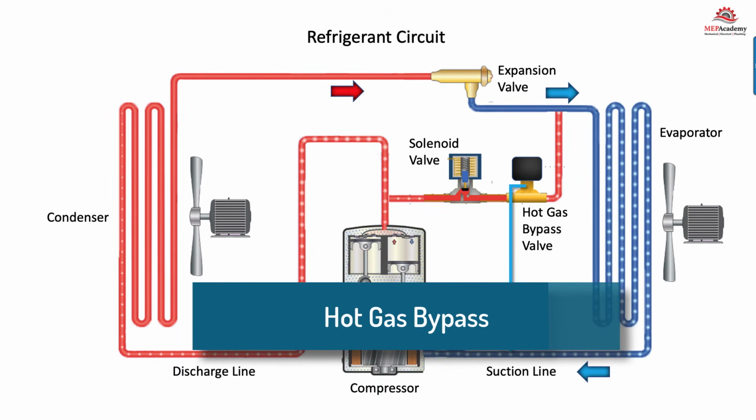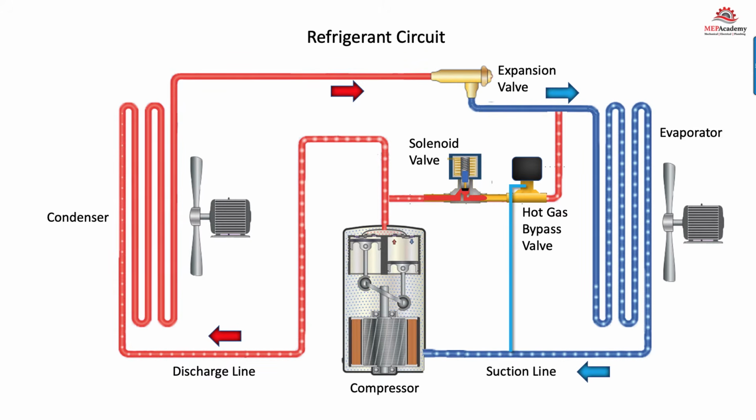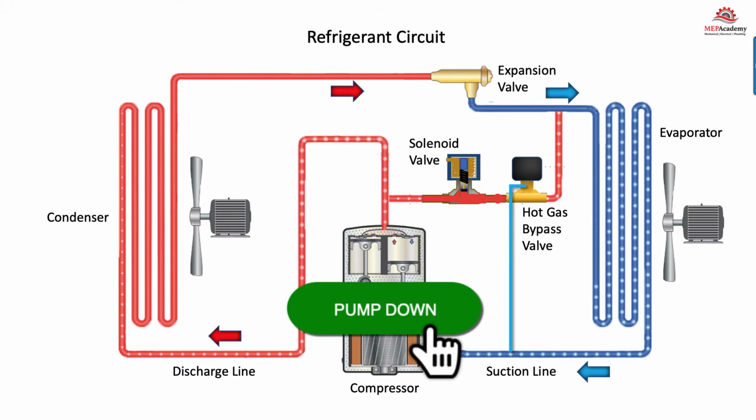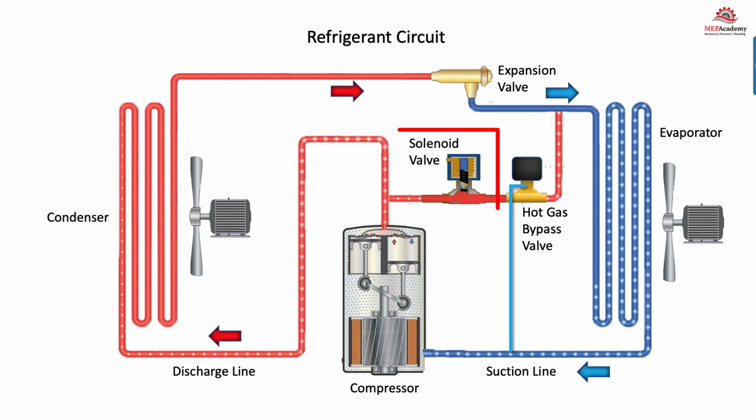Hot gas bypass. To prevent the evaporator coil from freezing during low load conditions, a bypass is routed from the hot gas discharge of the compressor to the low side of the system right before entering the evaporator. Bypass is controlled by a hot gas bypass valve that maintains a minimum evaporator pressure to prevent freezing of the coil. During a pump down cycle, you don't want this valve to interfere with lowering the evaporator pressure, so a solenoid valve is installed ahead of the hot gas bypass valve.